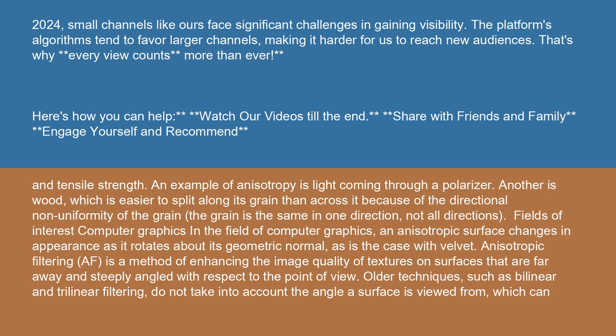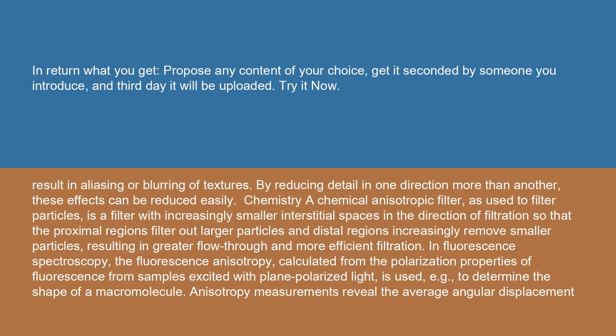Anisotropic filtering, AF, is a method of enhancing the image quality of textures on surfaces that are far away and steeply angled with respect to the point of view. Older techniques, such as bilinear and trilinear filtering, do not take into account the angle a surface is viewed from, which can result in aliasing or blurring of textures. By reducing detail in one direction more than another, these effects can be reduced easily.